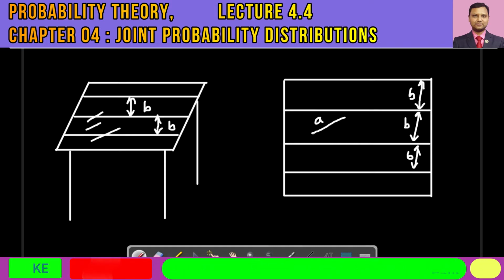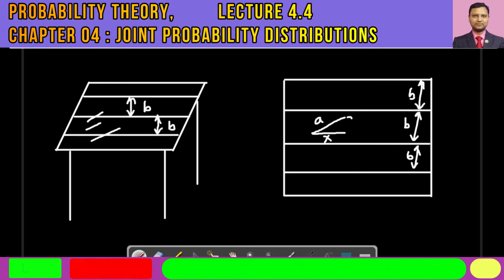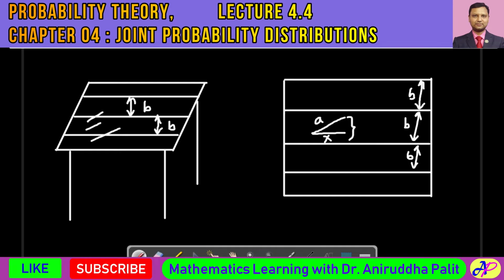And now let us define two random variables. One is this distance, let us call it capital X, and another is this much distance from the immediate lower straight line.